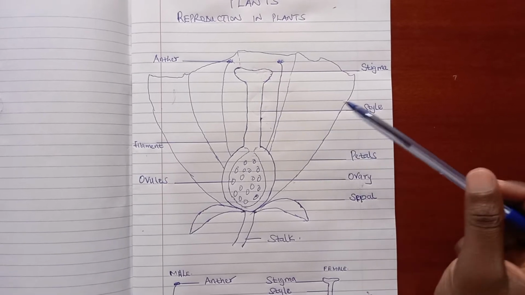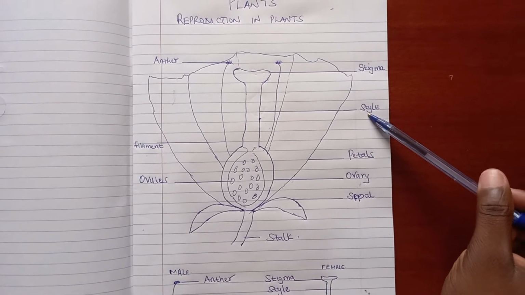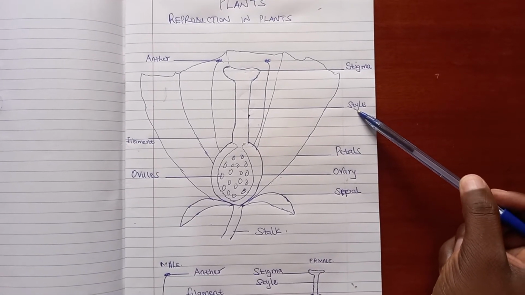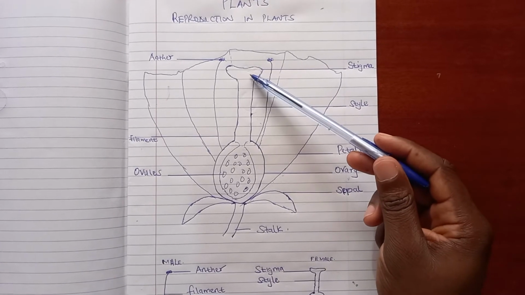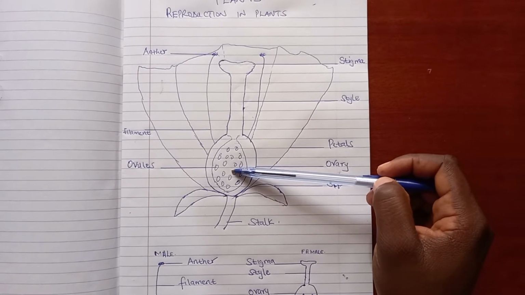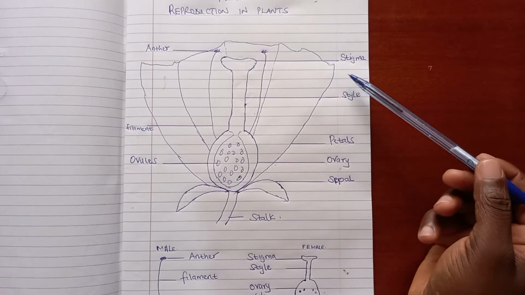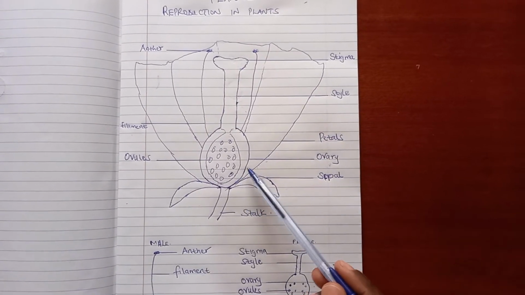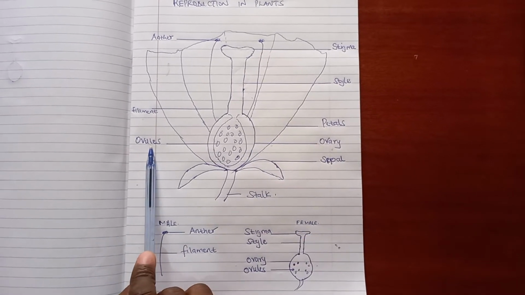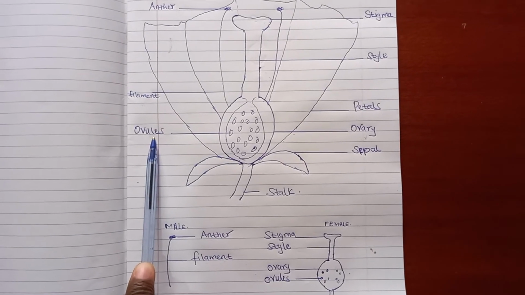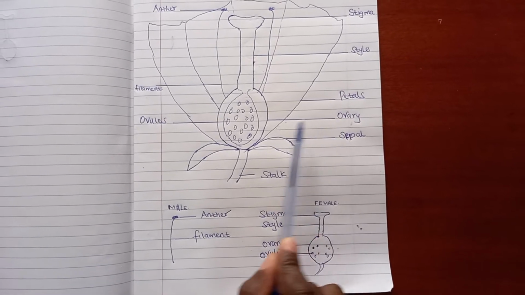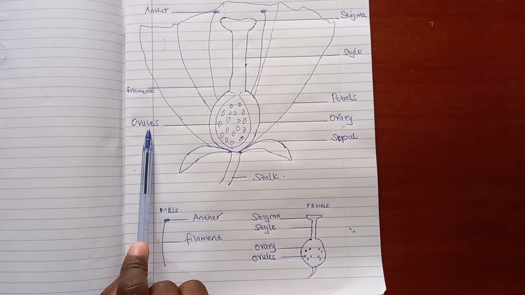The stigma is supported by the style, and when pollination occurs, the style develops to become the pollen tube. It carries the pollen grains, which germinate at the stigma, to the ovary for fertilization to take place. From the style, we have the ovary. The ovary, first of all, produces the ovules, which are the female sex cells in a plant. The ovary later develops to become the fruit, whereas the ovules develop to become the seeds.